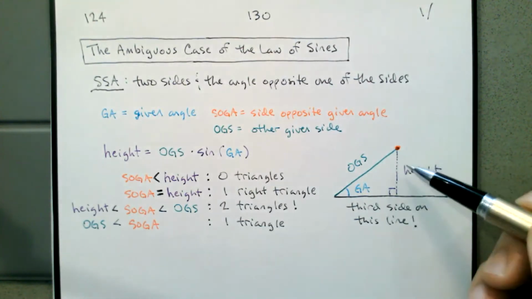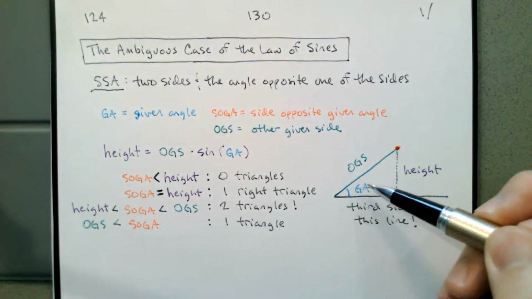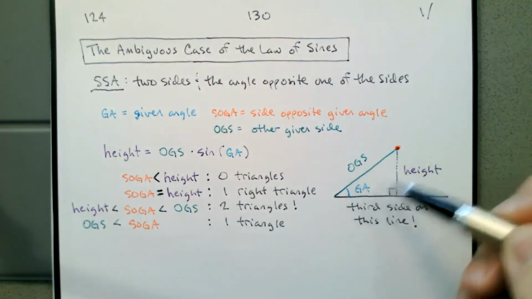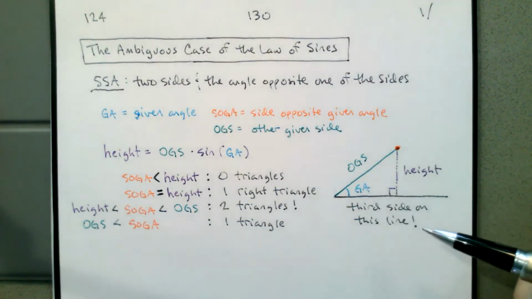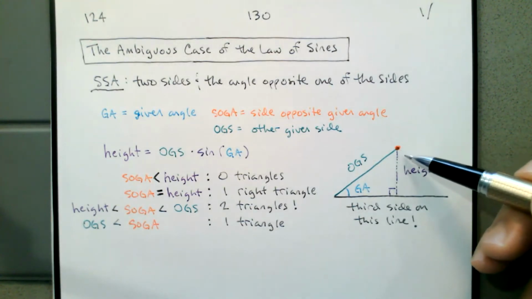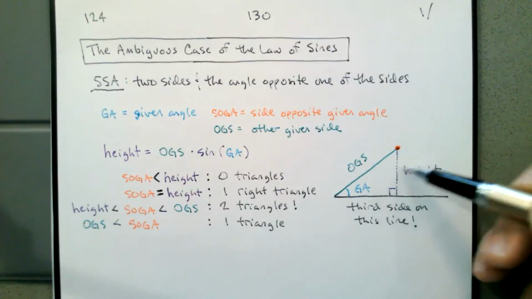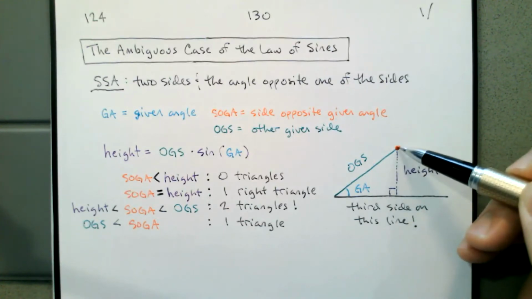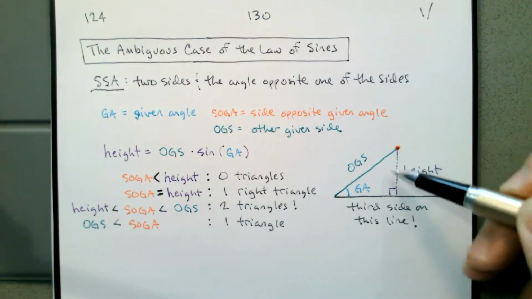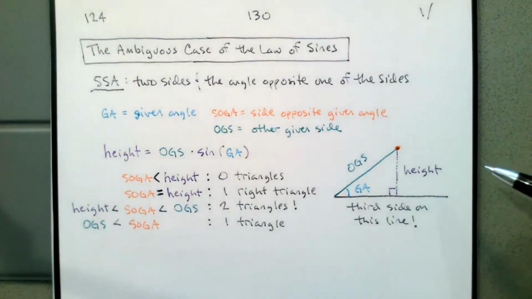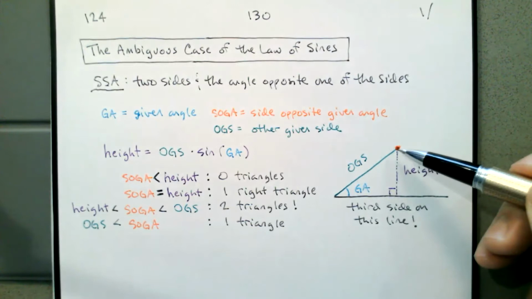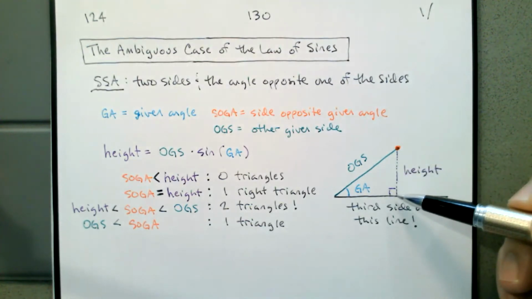If we calculate the height of the triangle by taking the other given side multiplied by the sine of the given angle, that will give us a minimum value for the side opposite the given angle. If the side opposite the given angle is less than the height, then we get 0 triangles, because the side opposite the given angle just dangles there. It can't reach the third side after it's been connected to the other given side. If the side opposite the given angle is exactly equal to the height, then we will have exactly 1 right triangle.